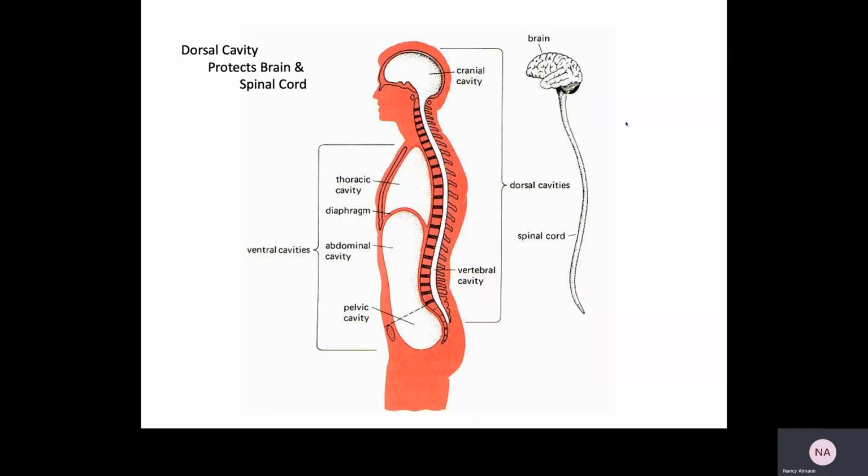Thanks to what you learned in the material on the skeletal system, you already know that the dorsal cavity is going to protect both the brain and the spinal cord. So, in essence, the CNS. The cranial cavity protects the brain, and the spinal cord is going to be housed and protected by the vertebral cavity. So there is actually bony encasement of this very fragile nervous tissue in order to make sure that it is protected as possible.